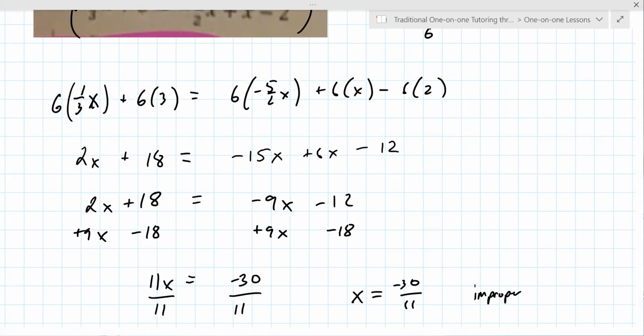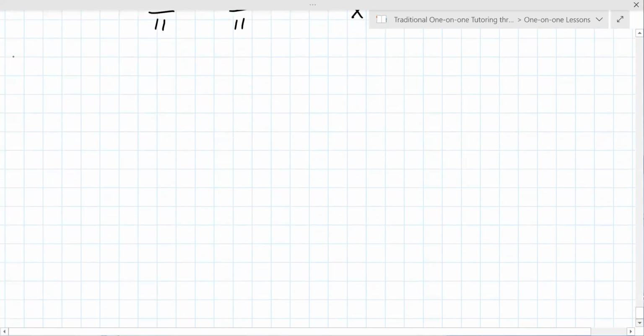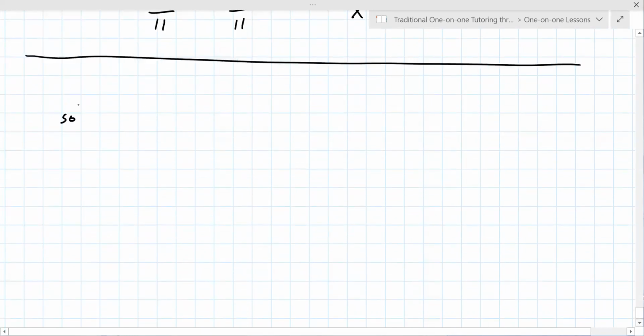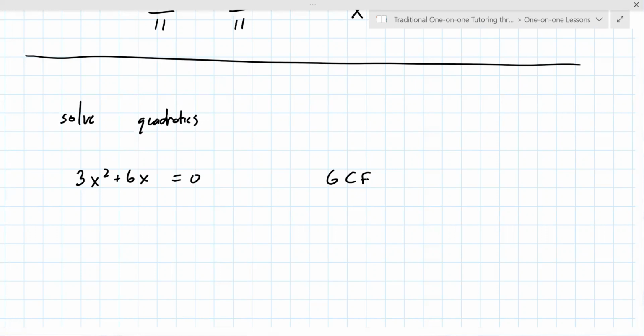Okay, so let's solve some quadratics, and there's a bunch of different methods that we could use. So we'll try and hit as many of them as we can. We're going to solve quadratics now. Quadratics means it's x squared. So the first type of problem that I'm seeing is GCF. So let's say it's 3x squared plus 6x equals 0. And that means you're literally going to factor out a GCF from each term.